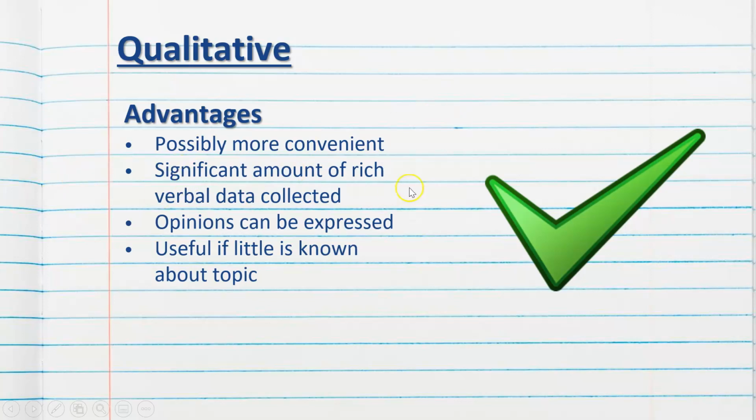We can get a lot of significant, rich verbal data, which is excellent. The more data we can get on a certain topic, especially if we don't know a lot about it, the better. The good thing about a qualitative design as well is that opinions can be expressed. With other designs, they often don't get that opportunity. So we're just observing their behavior or we're controlling their behavior. Whereas with this design, we can actually hear why they feel a certain way about a certain attitude. So we can get in-depth data where we find out the reasons why, so their opinions can be expressed rather than the other designs kind of limiting that in some instances.